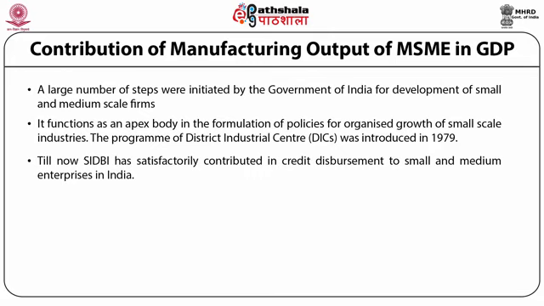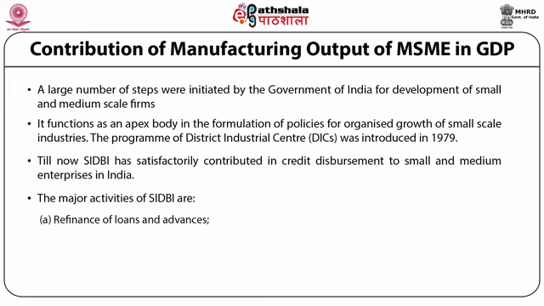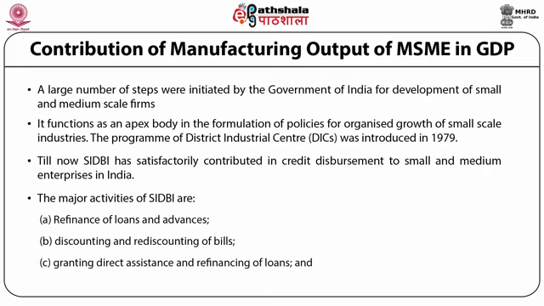The Small Industrial Development Bank of India Act 1989 envisaged SIDB to be the principal financial institution for the promotion, financing and development of industry in small scale sector, and to coordinate the functions of the institutions engaged in the promotion and financing or developing industry in the small scale sector. The major activities of the SIDB are refinancing of loans and advances, discounting and rediscounting of bills, granting direct assistance and refinancing of loans, and providing services like factoring, leasing, etc.